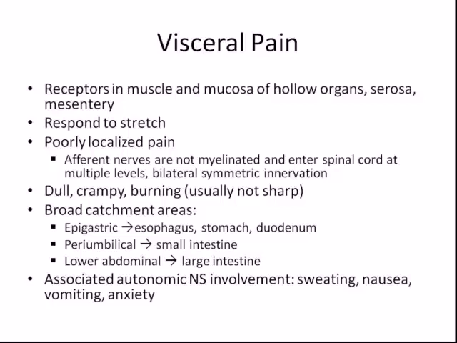Additionally, there is some associated autonomic nervous system involvement, and this results in autonomic nervous system associated symptoms like sweating, nausea, vomiting, and anxiety. A classic example of visceral pain is the periumbilical pain in the early stages of acute appendicitis.